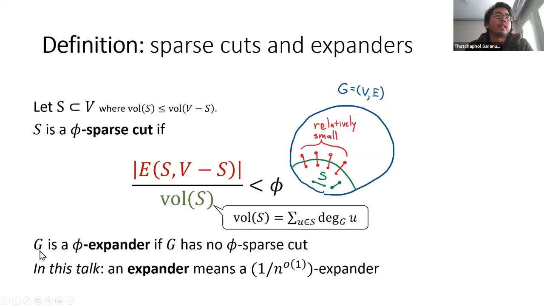And we say that the graph G is a phi-expander if there is no phi-sparse cut. So every cut is kind of expanding. Think of an expander as a 1 over n to the little o(1) expander in this talk.